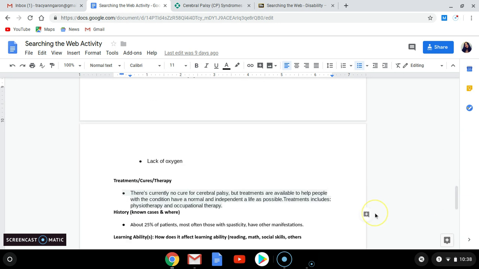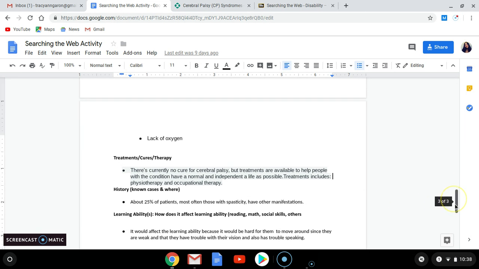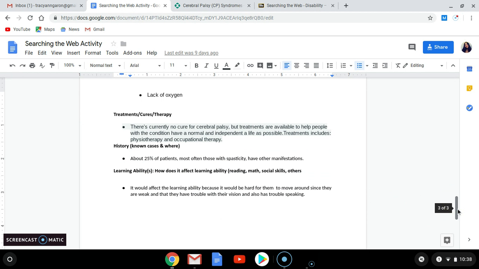So there's currently no cure for CP, but treatments are available to help people with the condition have as normal and independent a life as possible. Treatments include physiotherapy and occupational therapy. So about the history, about 25% of patients, most often with spasticity, have other manifestations.